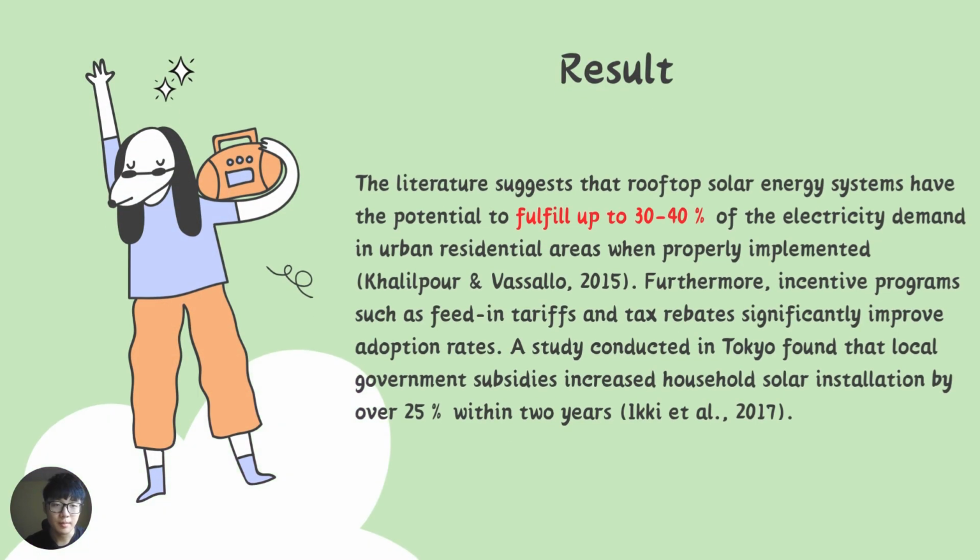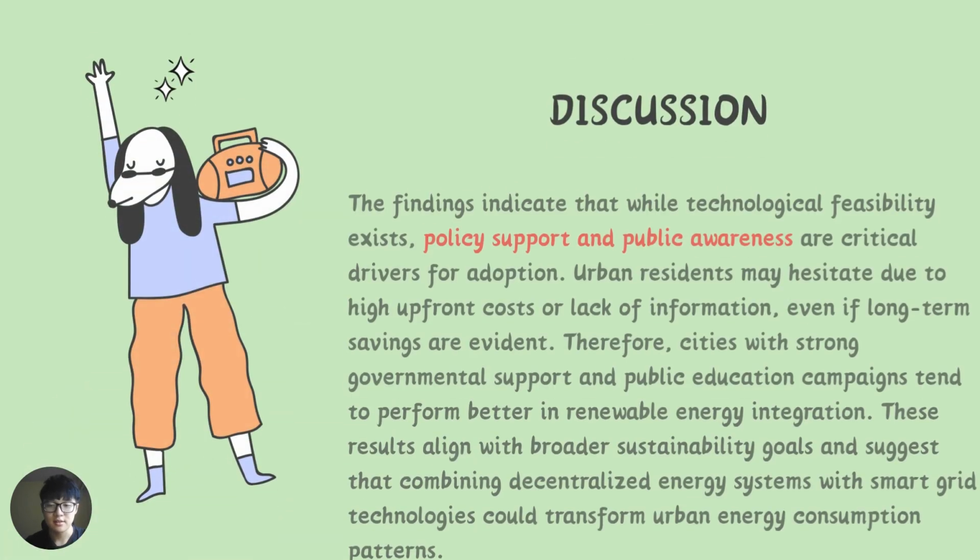And as a result, I found that rooftop solar panels can supply up to 40% of a household's electricity if installed properly. Also, cities like Tokyo have shown that when the government gave money back, like a subsidy, more people installed solar systems. So the main idea is solar works well, but people need help to get started.